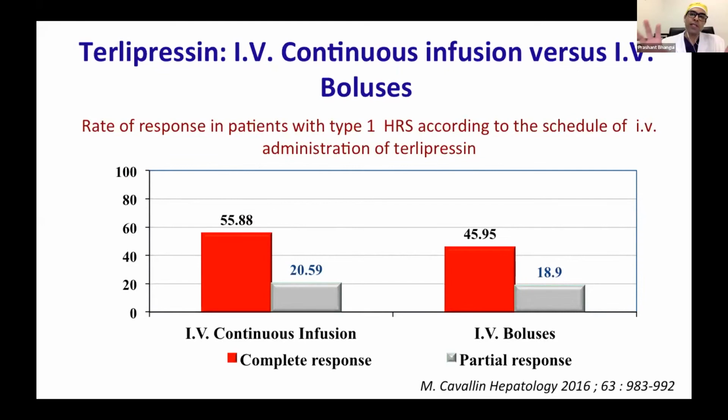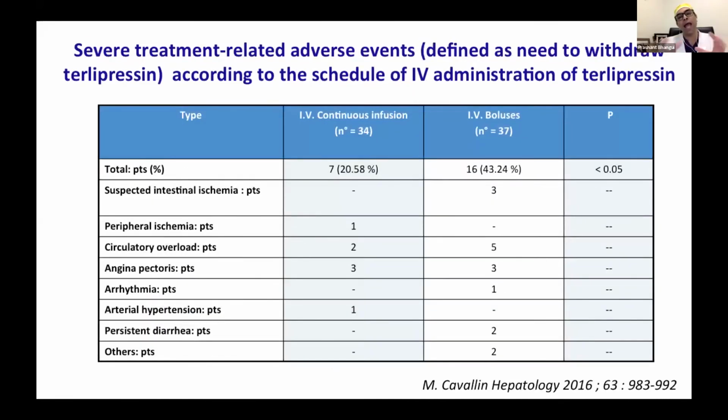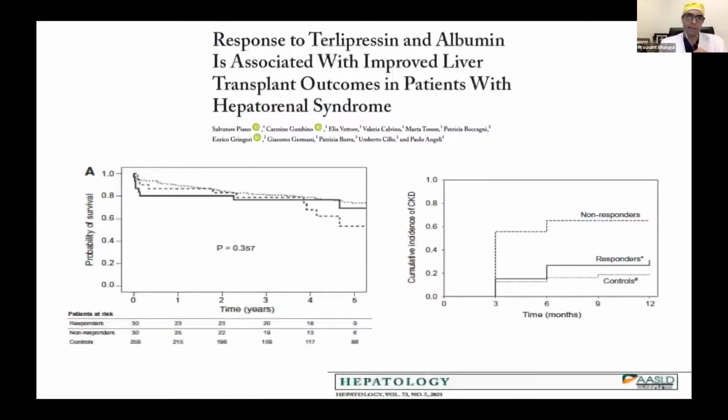Now, often this question is asked and posed to students and to senior members alike. What do you prefer? Continuous infusion versus boluses? And you will find that although there's no great difference in the response to either bolus or to continuous infusion, the adverse effects are much lesser if you use an IV continuous infusion. And therefore, the tendency even in our unit today is to try and use 2 milligram or 3 milligram as an infusion over 24 hours.